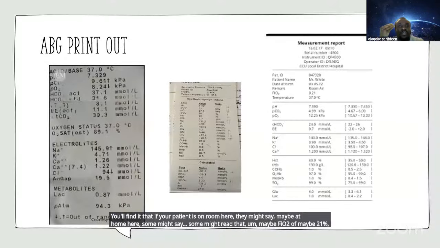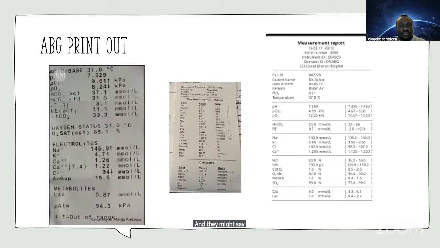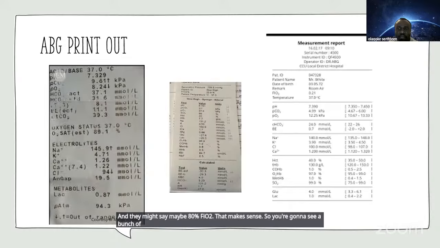Because 21% is what you and I are currently using at the moment. If somebody is on oxygen, they might say, okay, 35% FiO2, and they might say maybe 80% FiO2. If that makes sense. So you're going to see a bunch of information, but for now, keep it simple.